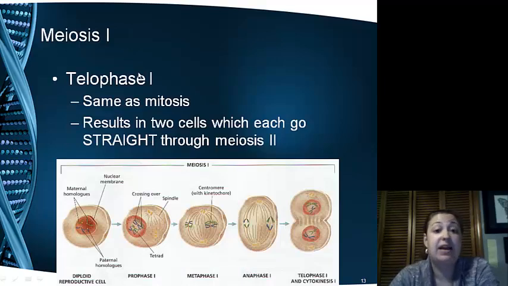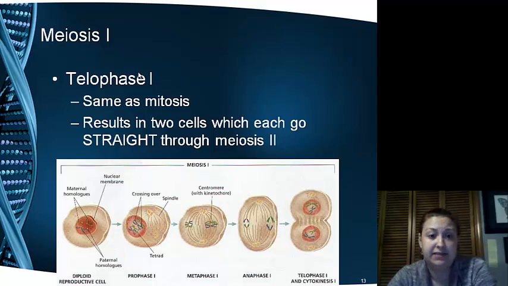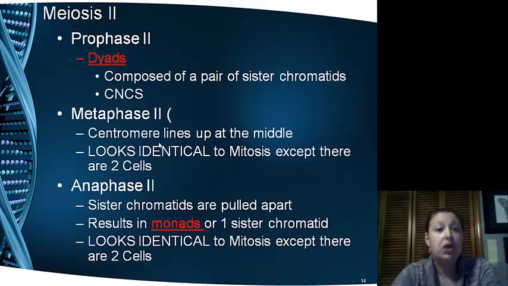Telophase is the same as mitosis, so the opposite of prophase, which is CN/CS, and it results in two cells, and they go straight into meiosis II. They do not hit interphase. No interphase. Go straight into meiosis II, which is prophase II, which is dyads, which are composed of the pair of sister chromatids. We see CN/CS, looks remarkably like mitosis prophase.